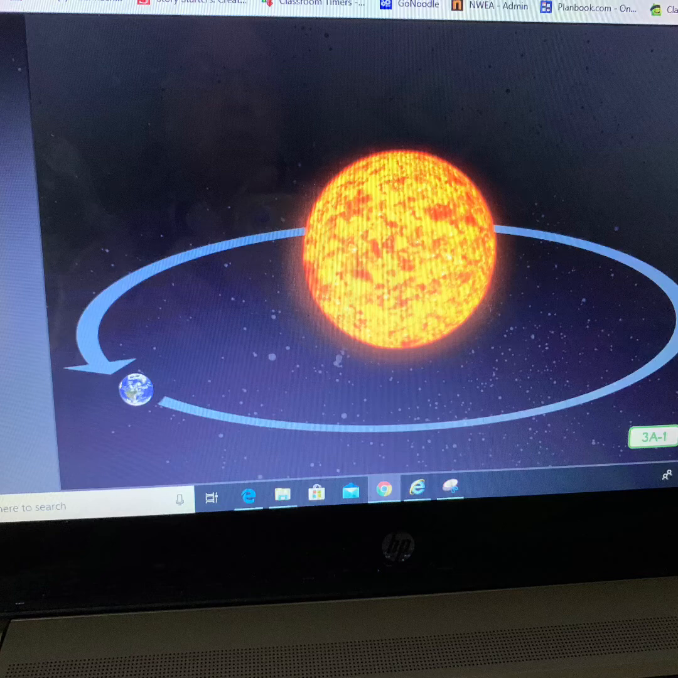How long does it take Earth to orbit or revolve around the sun? That's right, 1 year. What causes the seasons? The tilt of Earth as it revolves around the sun.